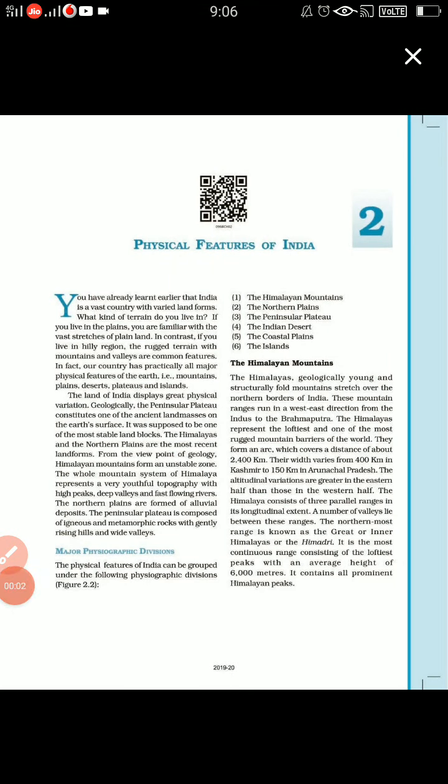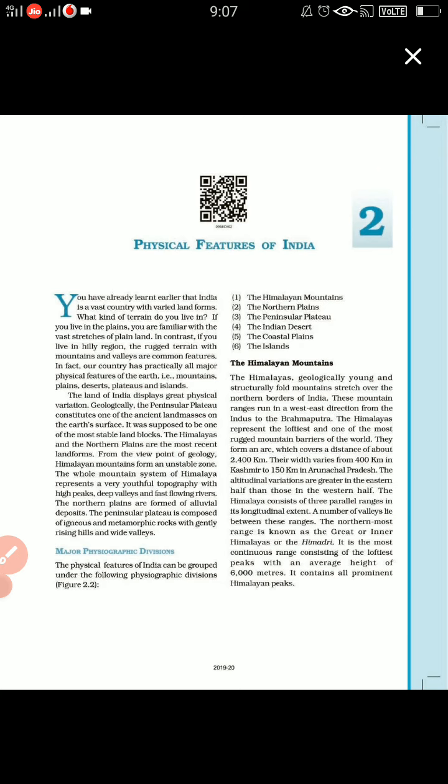Dear children, we started the chapter Physical Features of India. And children, we talked about the different physical features, and now we are going to study in detail. The first physical feature which we are going to discuss is the Himalayan mountains.